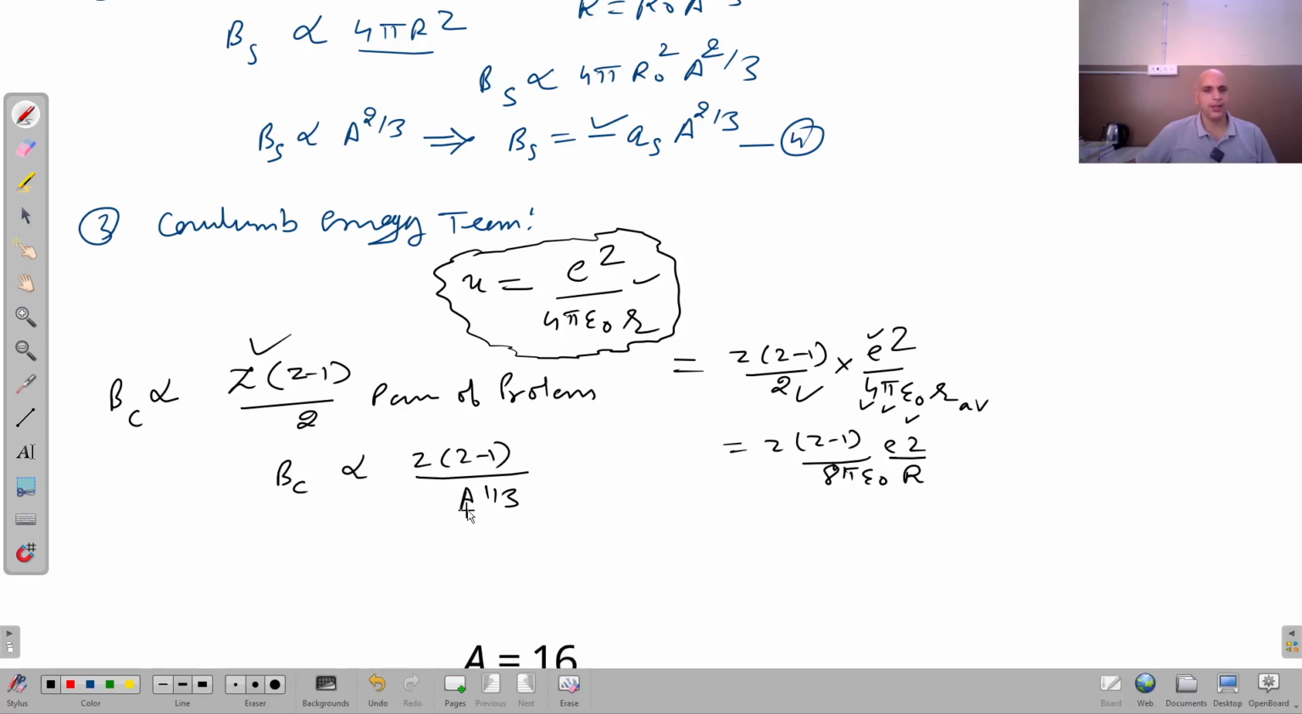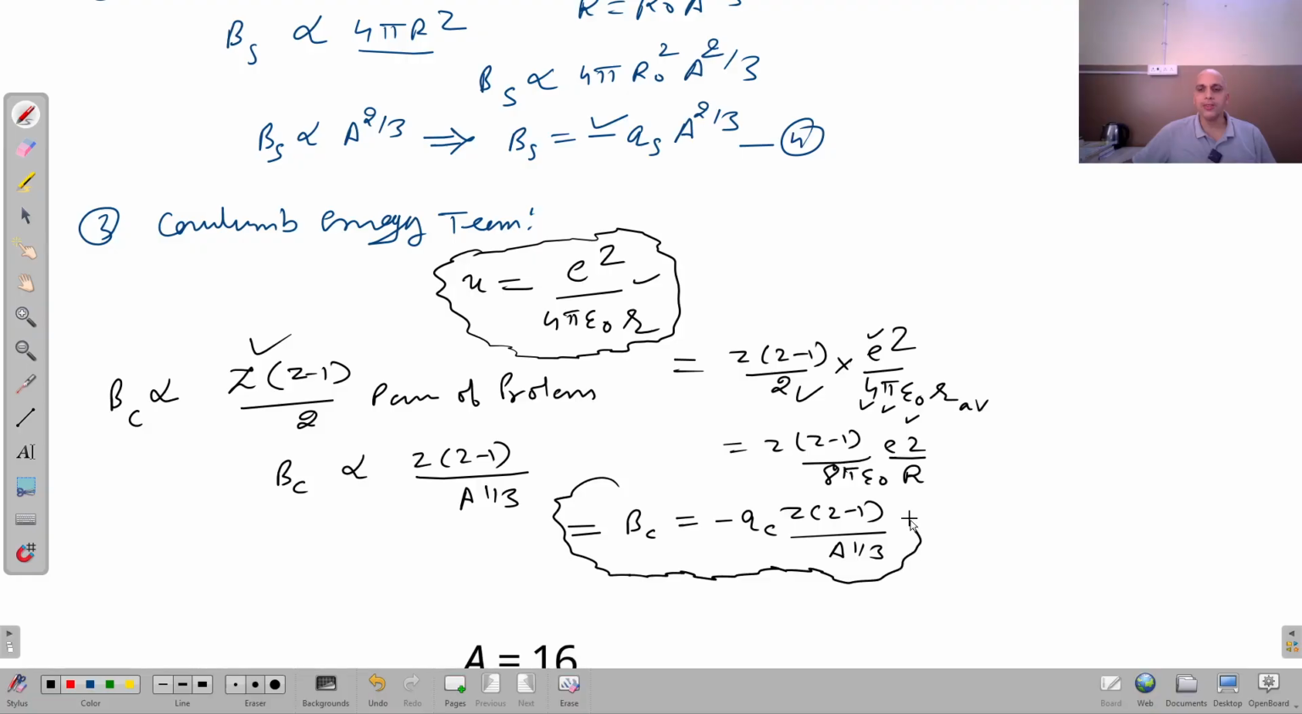Now if I remove the proportionality sign, V Coulomb energy is equal to minus a Coulomb, right, into Z into Z minus 1 divided by A to the power 1 by 3. So this is the Coulomb energy term.